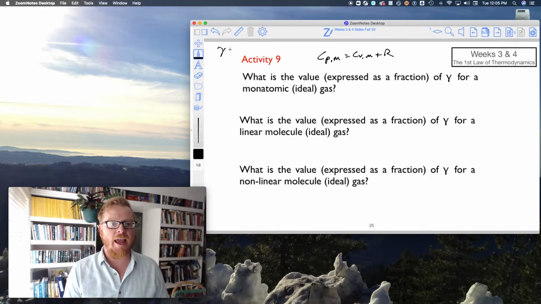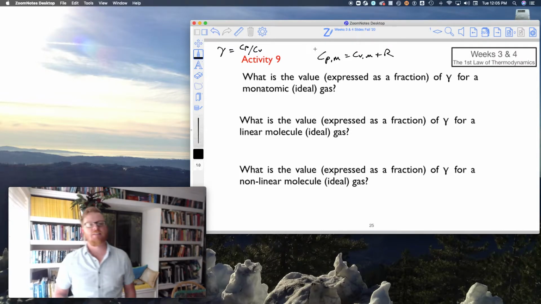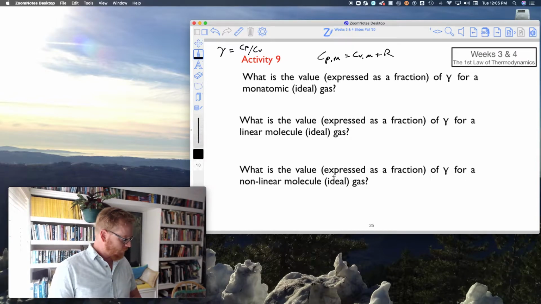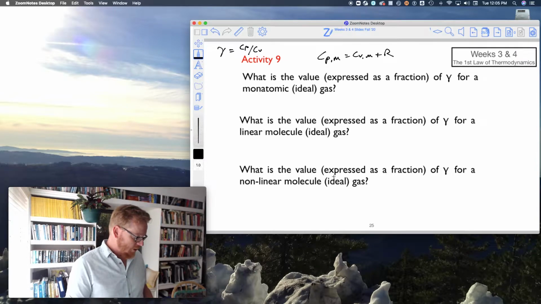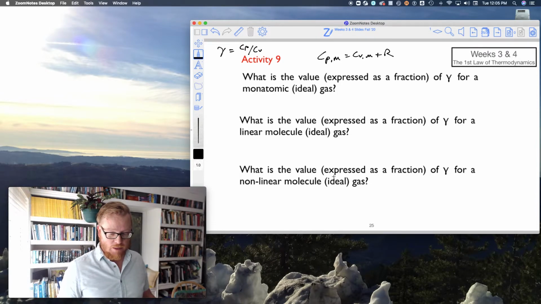We note that gamma equals CP divided by CV, CPm divided by CVm, same thing. So you can work through these with me if you like. Otherwise, I will play some music and work through them myself. Okay.